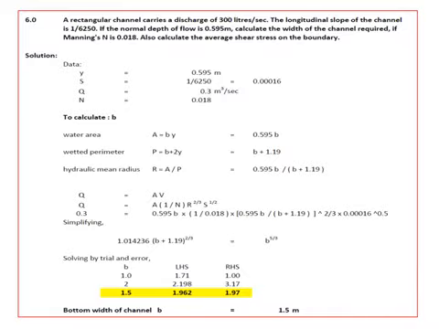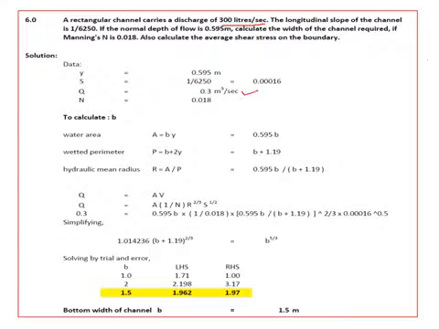So next problem is a rectangular channel. The rectangular channel carries a discharge of 300 liters per second. You know that if you divide by 1000, you will get meter cube per second, that is 0.3 meter cube per second. So therefore discharge is 0.3 meter cube per second. 1 liter is 10 raised to minus 3 meter cube.